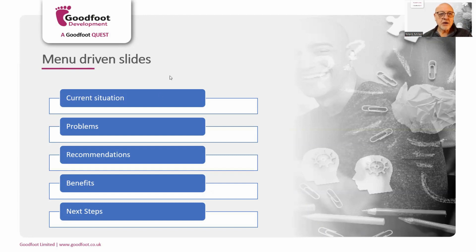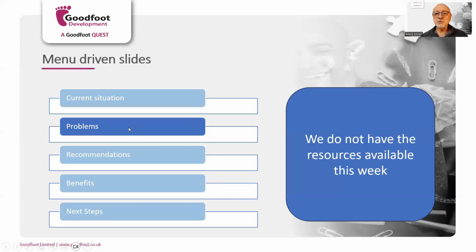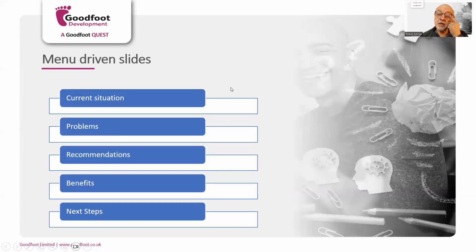For example, the senior person in the room might say, look, dispense with the current situation. We know that. What are the problems? Let's amplify those. So as we click on problems, we jump to the problem slide. And the problem is we don't have resources available. And we can then go back up to the current situation slide, the problems, the recommendations, the menu slide, and then navigate from there again.